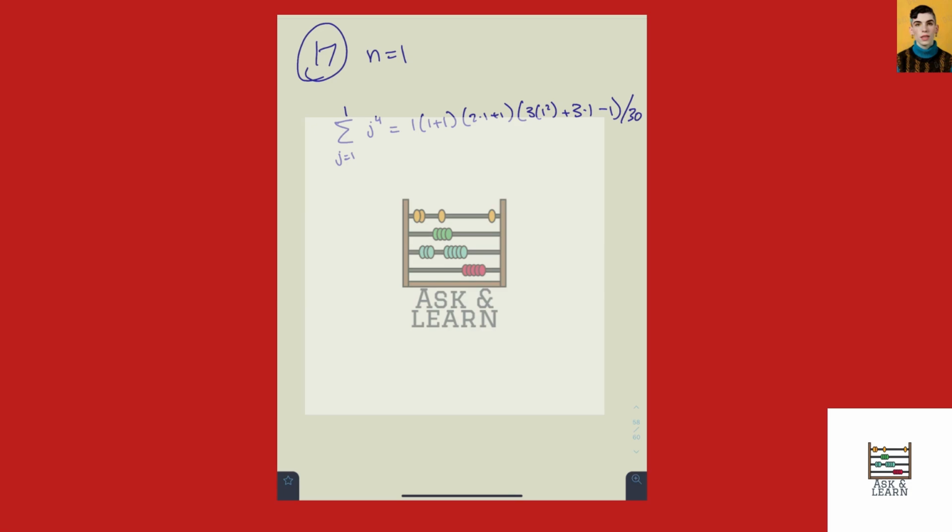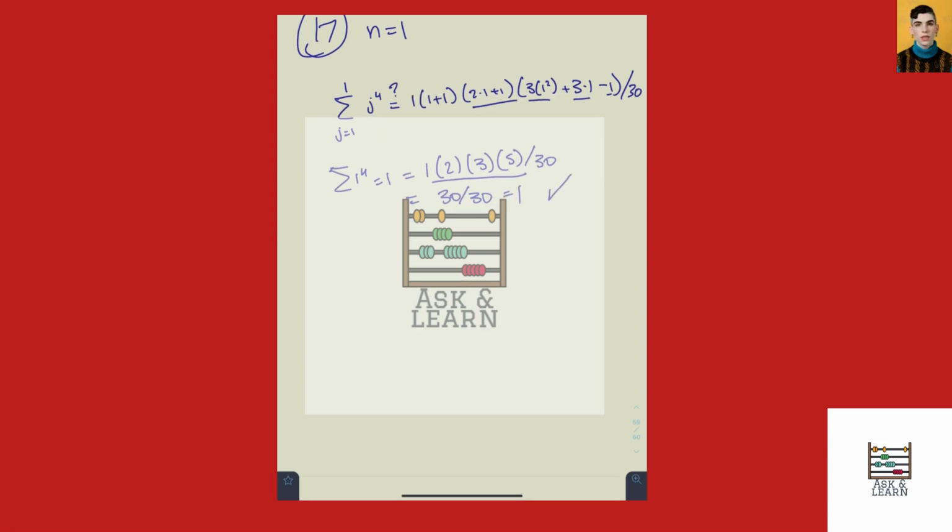So if we look here, we don't know if this is equal, but we see that this would be the summation of just 1 to the fourth, so that's just 1. And then that's going to be equal to 1 times 2 times 3 times 3 plus 3, which is 6, minus 1 is 5, divided by 30. We see that this right here is 30 divided by 30, which is just 1. So the base case checks out.